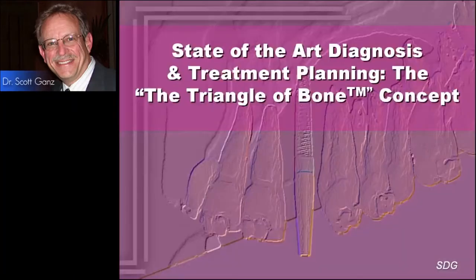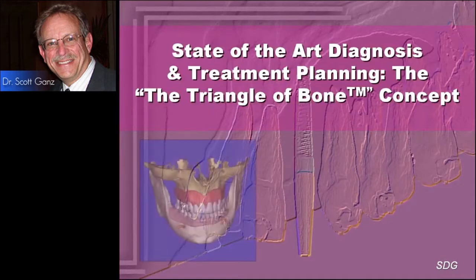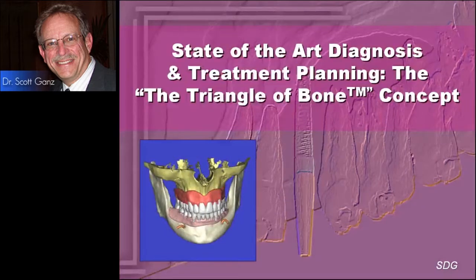I'm here to talk about the state-of-the-art diagnosis and treatment planning, the triangle of bone concept. It's a concept that I came up with approximately in 1993, which was followed by an article in 1995 and then several articles over the last 12 years that illustrate a particular concept that I think is very helpful when we do treatment planning, diagnosis for not only implants, but for bone grafts and other concepts as well, as I will hopefully discuss in this brief amount of time that we have together today.